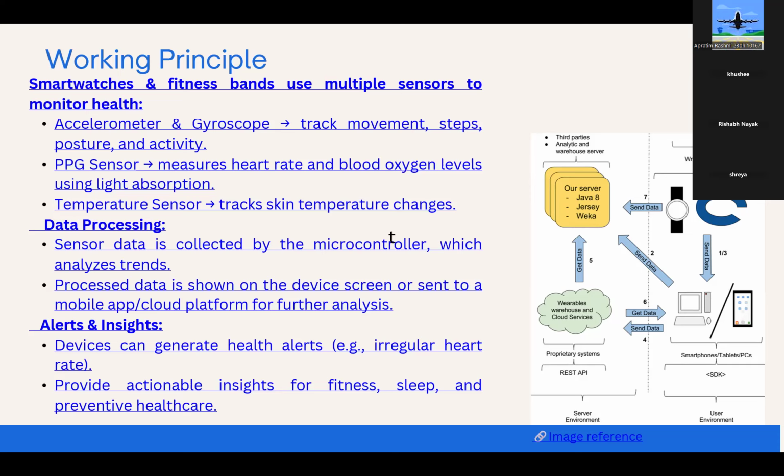Third, alerts and insights. Finally, the real benefit is interpretation. The device can generate alerts such as when it detects an abnormally high or low heart rate or irregular sleep. Along with alerts, it also provides actionable insights to guide the user in maintaining fitness and preventing health issues. This combination of sensors, processing, and intelligent feedback is what makes smartwatches and fitness bands powerful tools in modern healthcare.